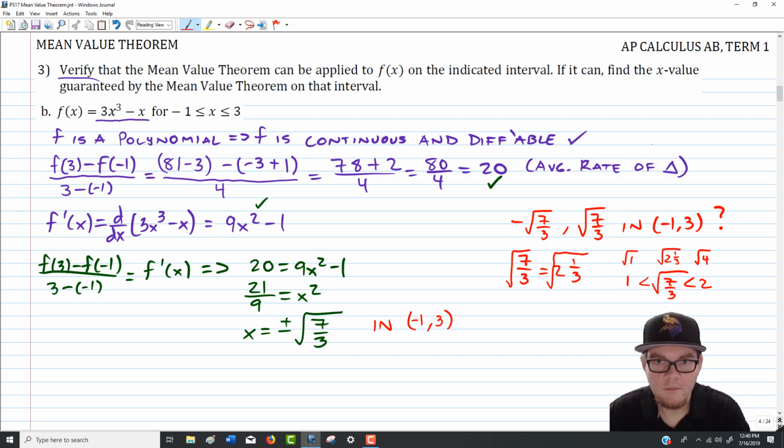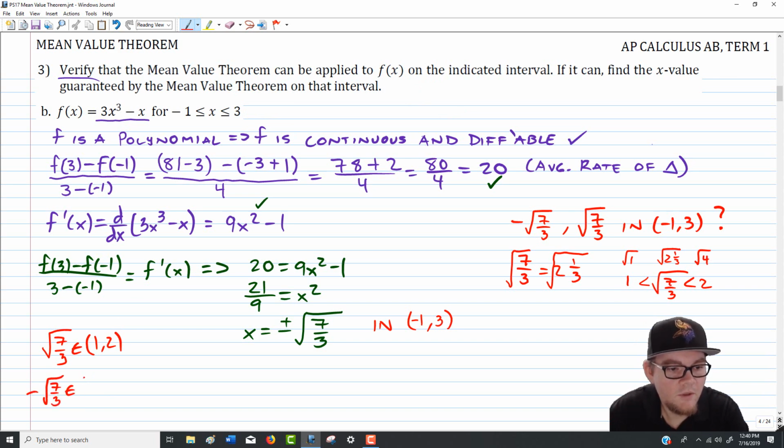So with that in mind, that means a couple different things. That means that the square root, as we said, of 7 over 3 is in 1 to 2, which means that it qualifies. That's a good thing. That's definitely between -1 and 3. But that means that the negative square root of 7 over 3 is between -2 and -1. Now that is not inside our interval, which means that our answer is that x is only equal to the positive square root of 7 over 3.